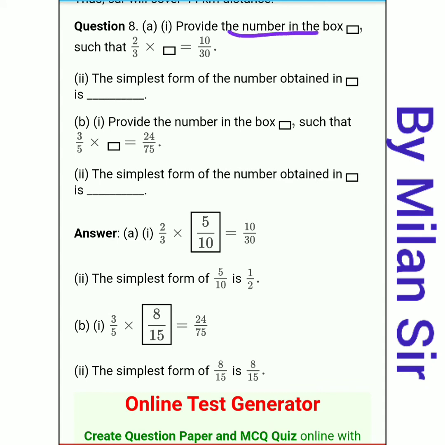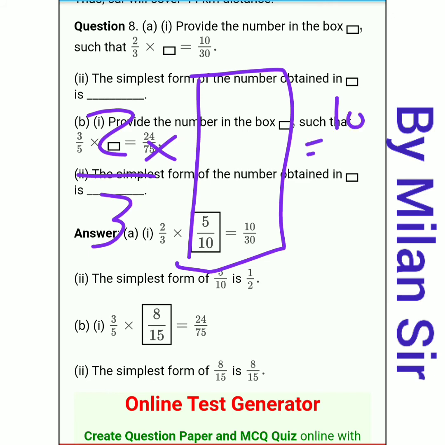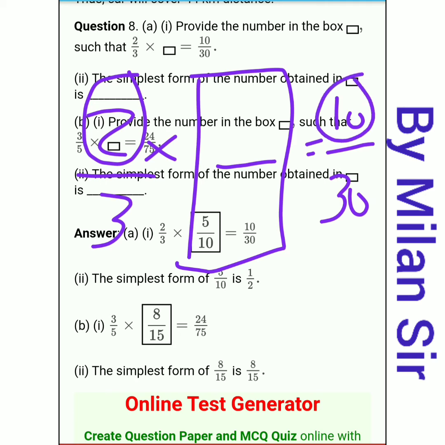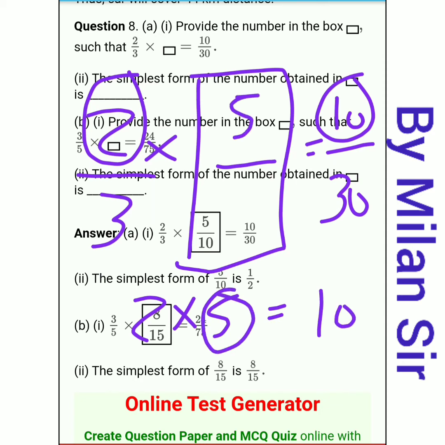Provide the number in the box such that here 2 by 3, then here one box, and the answer is 10 by 30. Now in the numerator, you just need to think in the table of 2 where you can get 10, means which number you need to multiply with 2 so you will get 10. In the table of 2, 2 fives are 10, so 5 is missing, so we need to put 5 here.